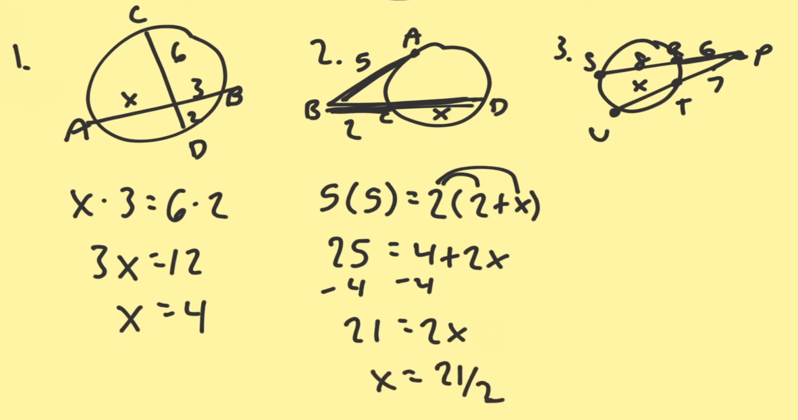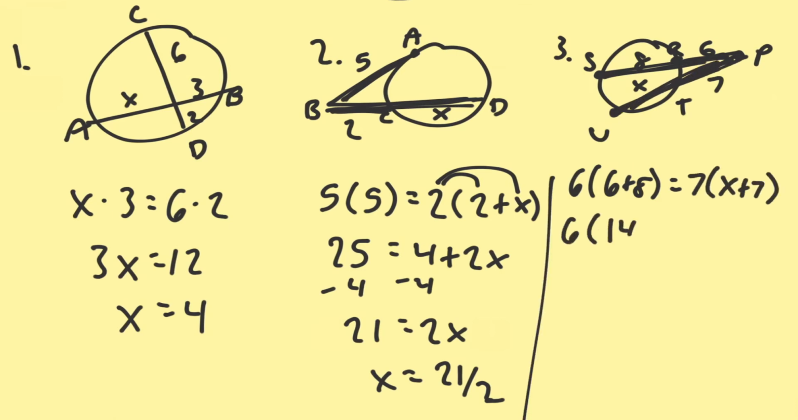And then the next one, outside times whole. So 6 times 6 plus 8 equals outside 7 times the whole thing, x plus 7. So that's 6 times 14 equals 7x plus 49. 6 times 14 is 84.